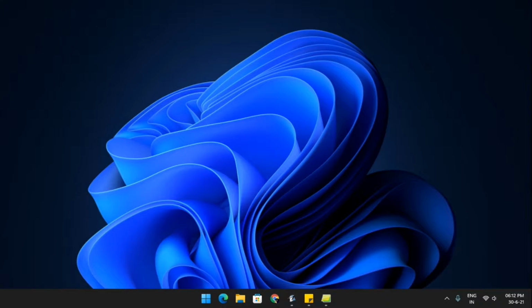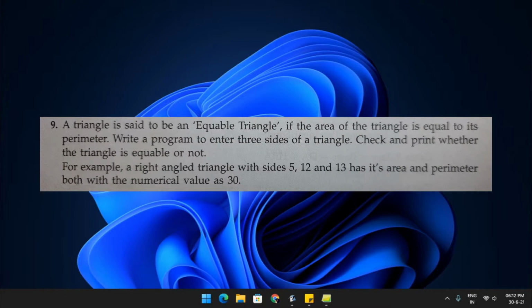Alright, the question that we deal with today is this one. A triangle is said to be an equable triangle if the area of the triangle is equal to its perimeter. Write a program to enter three sides of a triangle. Check and print whether the triangle is equable or not.